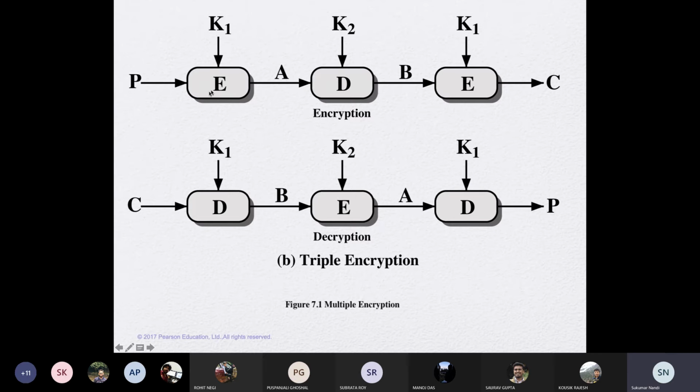Encryption, decryption, encryption, instead of encryption, encryption, encryption. If I make K1, K2, K3 all equal, it will be equivalent to one encryption, because two encryptions and one decryption make one encryption. The reverse process is here.